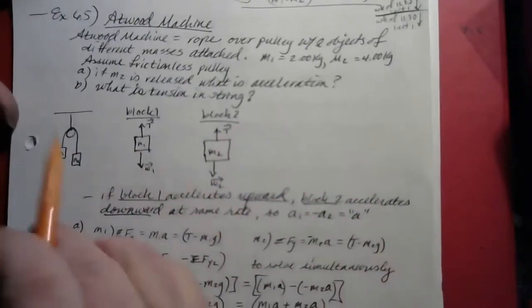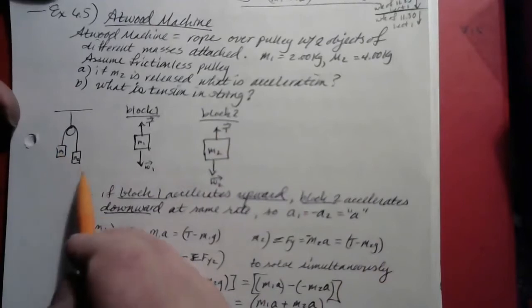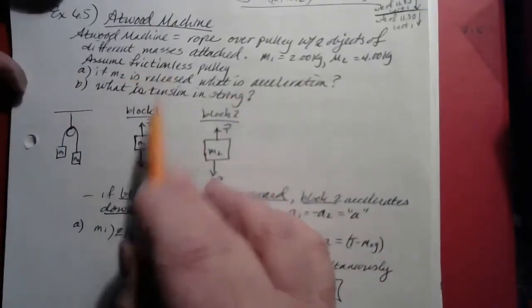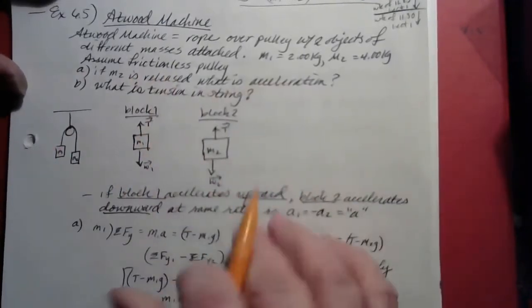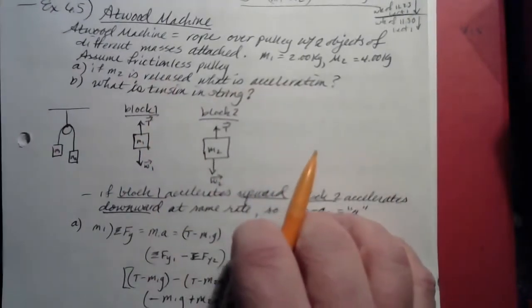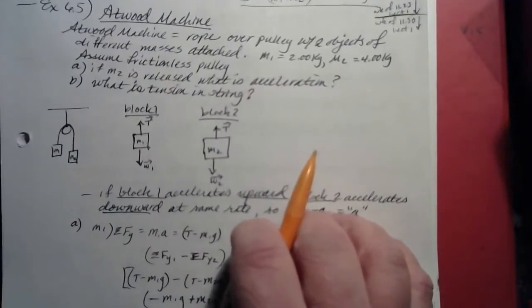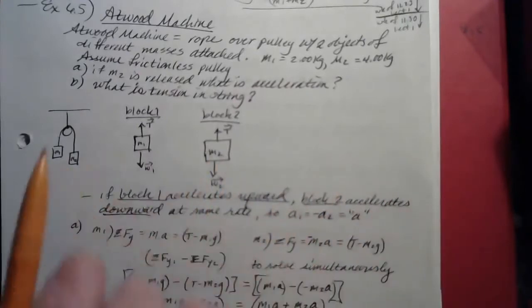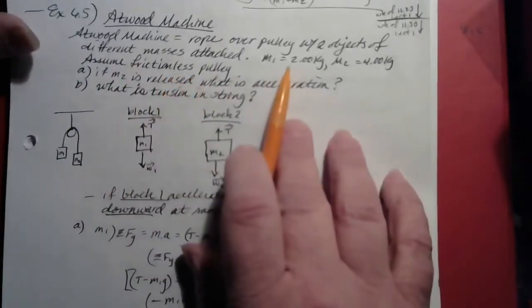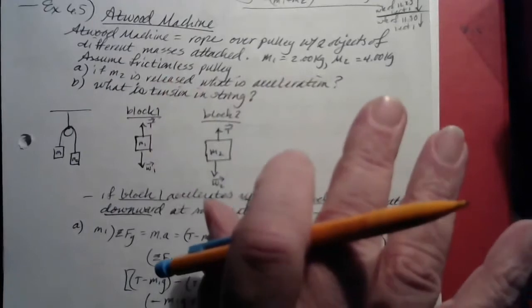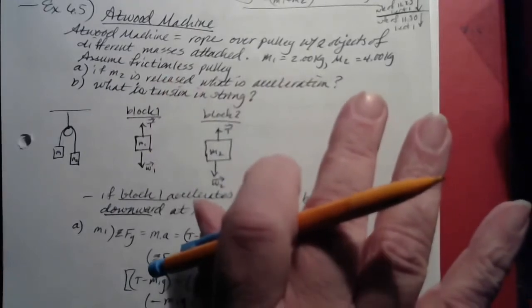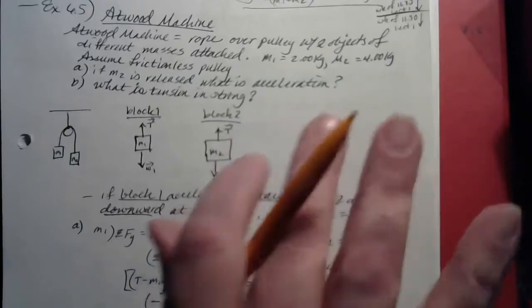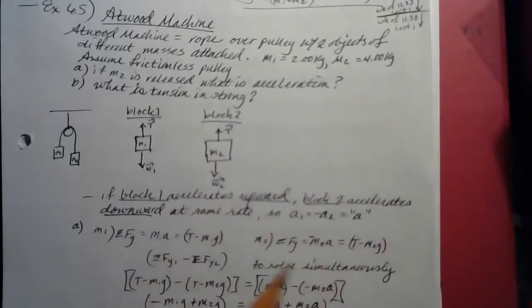So in this example here, we've got mass 1 and mass 2 with the rope over the pulley. You can assume that the rope has no mass and that the pulley is frictionless for the sake of simplicity, because if we didn't make those assumptions, things would get really complicated really fast. Those assumptions are close enough to reality that we can get at least a good approximation of what the situation would be, even with those assumptions in place.